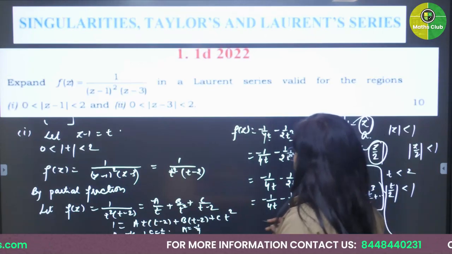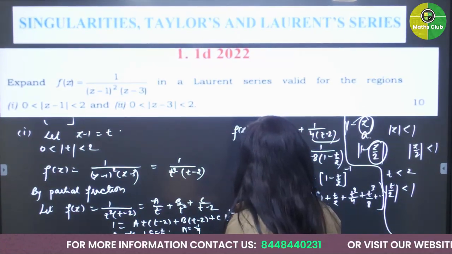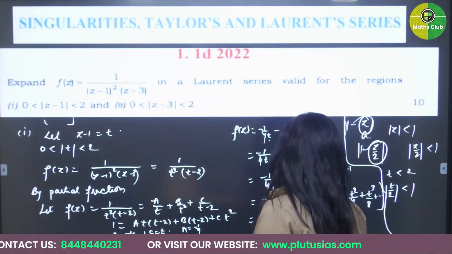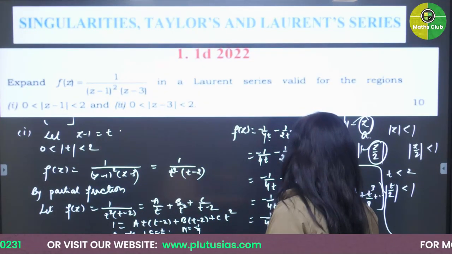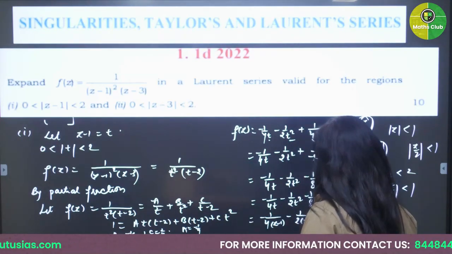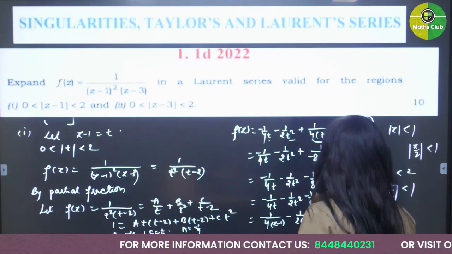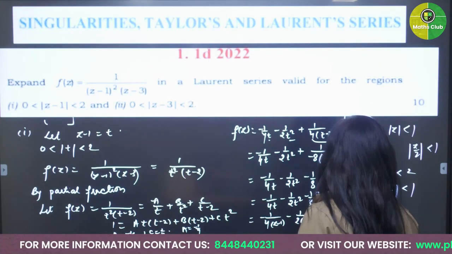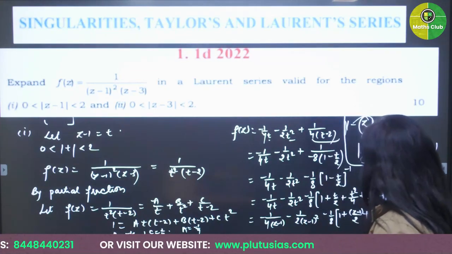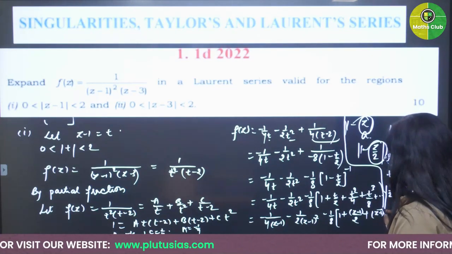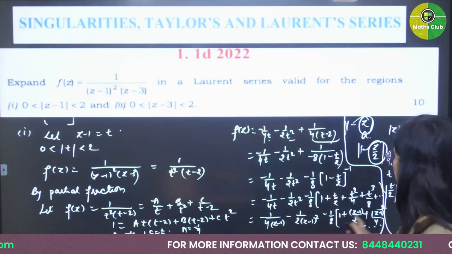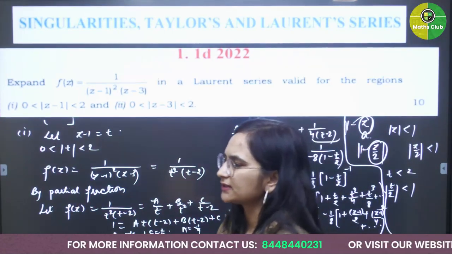Okay, and now back substitute the value of t, which was z minus 1. So we get minus 1 by 4 (z minus 1), minus 1 by 2 (z minus 1) square, minus 1 by 8 times (1 plus (z minus 1) by 2 plus ((z minus 1) by 2) square, and so on. So this is the Laurent series expansion, isn't it?